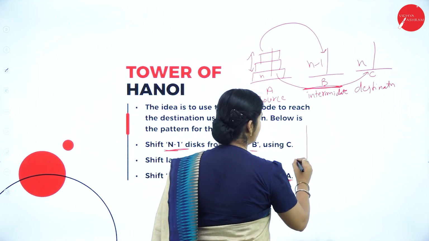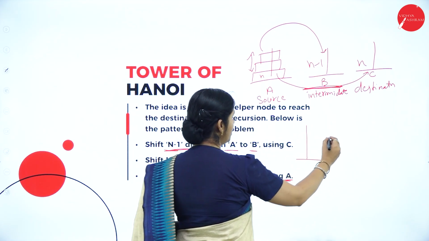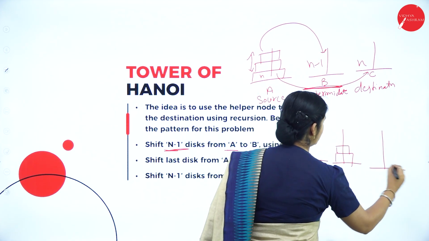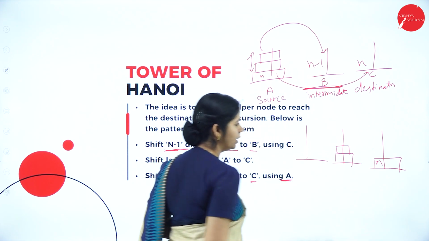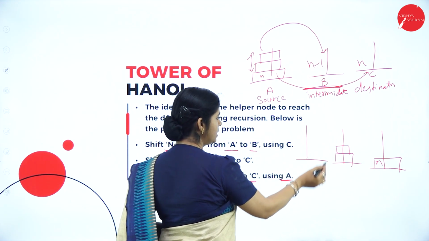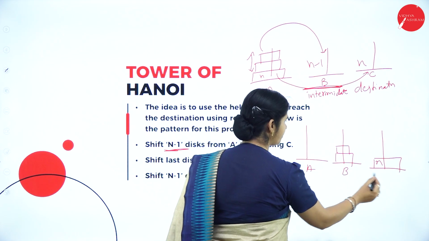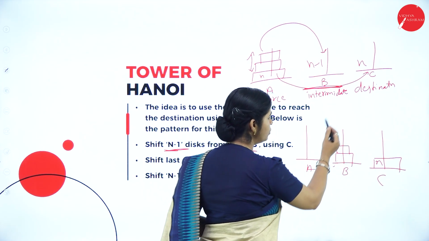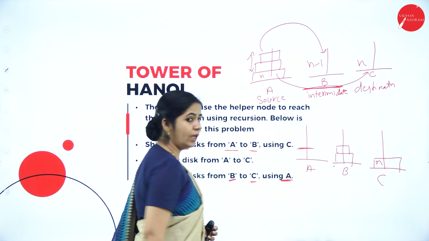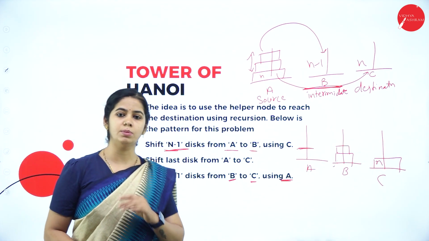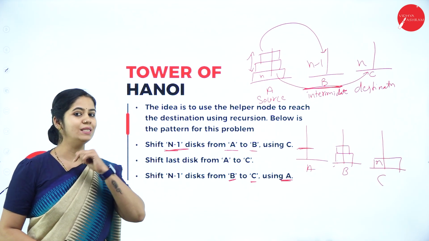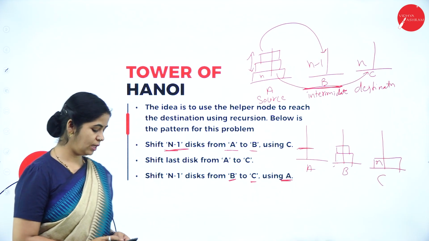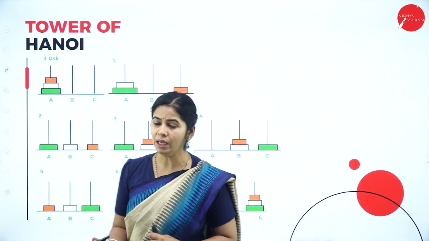Now, after this first step, A will not have anything, B will have n minus 1 disks, and C will have n disks. Now, this A rod is completely free. So whatever disks are there in n minus 1 have to be moved to C with the help of A. That is only 3 steps that we have. But these 3 steps have to be executed on a recursion basis. Let's see how it will be done.